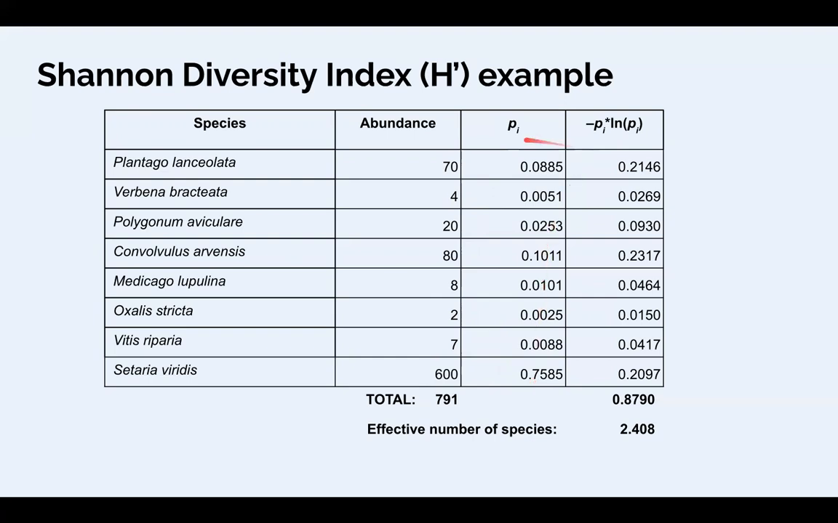And then the fancier equation here. So P sub I times the natural log, that's ln, natural log of P sub I. And then a sum of those, this value right here is the Shannon index value. And then taking that value, raising e to that power gets you 2.4 effective number of species. So again, not necessarily very meaningful on its own, but you could take these values and compare them between 2 habitat surveys, 2 plots, and see how they compare to each other.